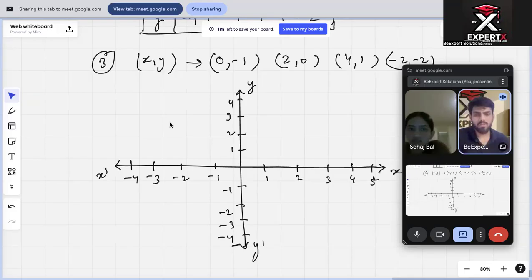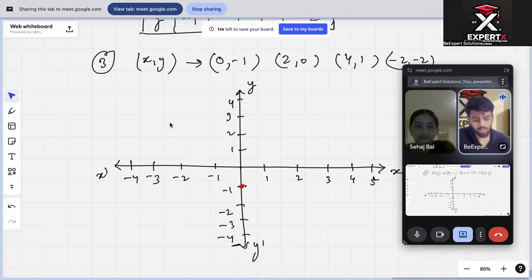And what are the points that they want us to mark? They first said 0, comma minus 1, where x is 0 and y is minus 1. So if you see, the point x is 0 and y is minus 1 is somewhere here on this point. I'll mark it with a red color pen so that it is more visible to you. This is the point here, where x is this and y is this.